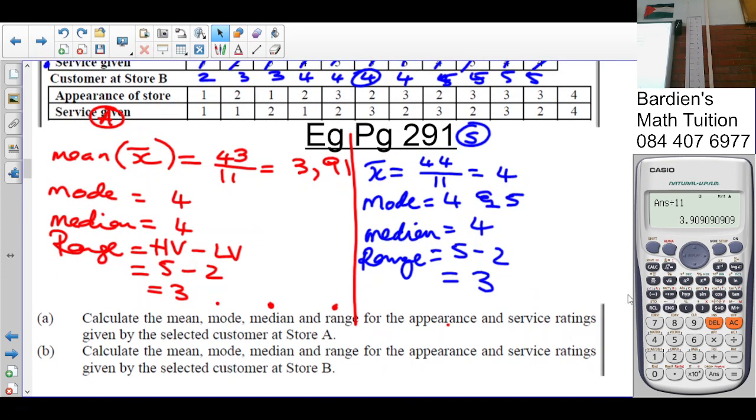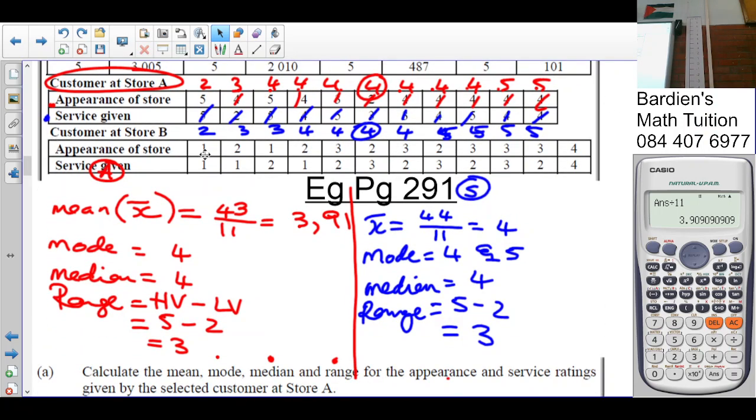Right, people, B. B says calculate the mean, median, mode, and the range for the appearance and the service rating given by selected customers at store B. So it's exactly what we did here. You're now going to do it on store B. You all okay with that? So do your thing quickly.